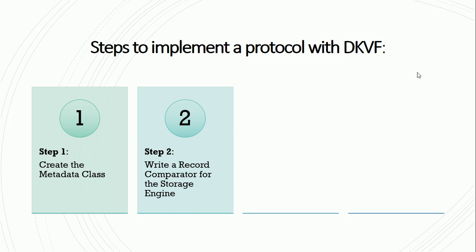The second step is to write a record comparator for the storage engine. Basically, this function defines the order of different versions for a key. So we consider multi-version. Using DKVf, you can design single version or multi-version databases. But if you are designing a multi-version, then using a record comparator, you can specify which of them is most recent.